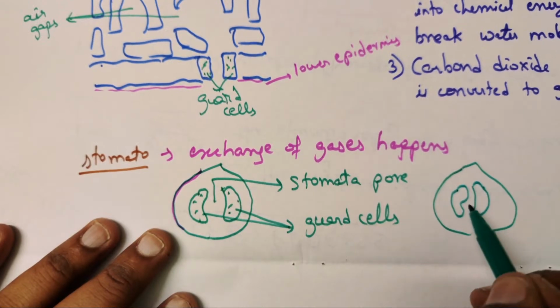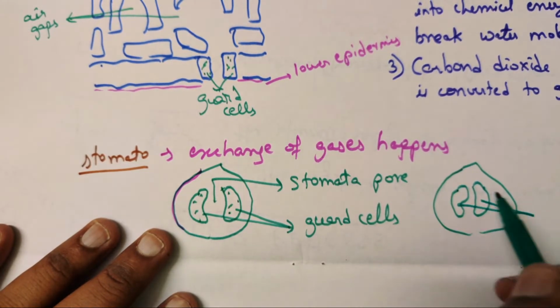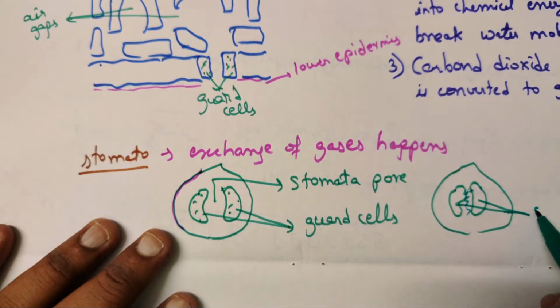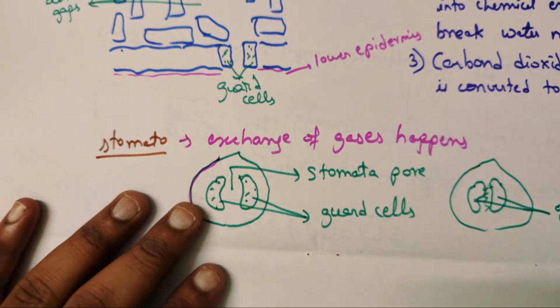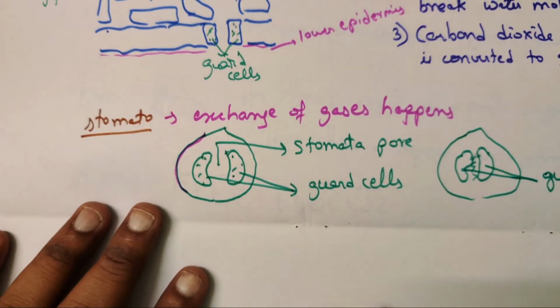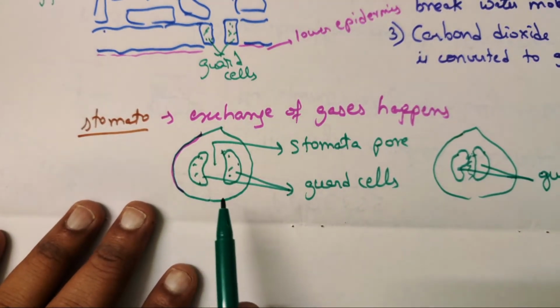The guard cells will be combined, right? It will be closely packed as the stomata is closed. So in this way it will stop. If it is required, it will open. So here the guard cells are helping the stomatal pores to absorb carbon dioxide as well as to remove it.